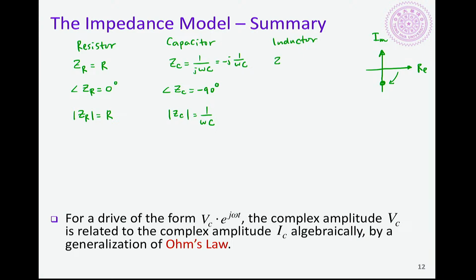For the inductor, its impedance is equal to j omega L. Okay, so the phase is equal to 90 degrees. 是在 y 轴，它只有虚部 j omega L，会是在正的 y 轴 90 度，and then the magnitude is equal to omega L.